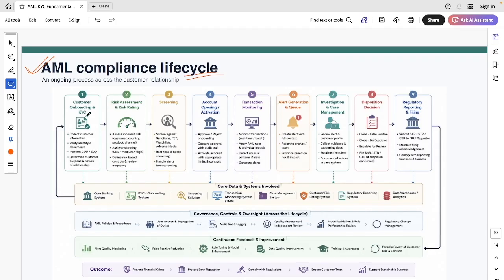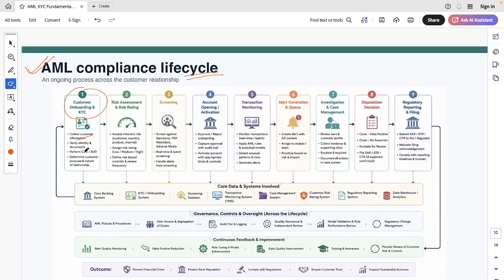So the life cycle basically starts when a customer wants to open an account. This is where the life cycle basically starts. Or the customer may also establish a banking relationship. So at this stage, the bank collects the customer information such as name, date of birth, address, ID documents, occupation, business details, source of funds, and purpose of relationship.